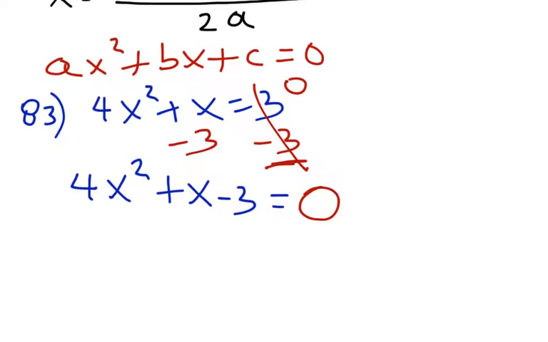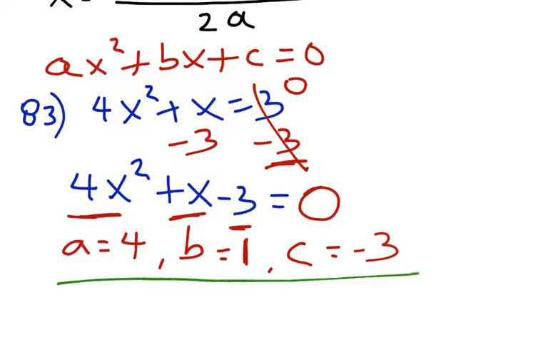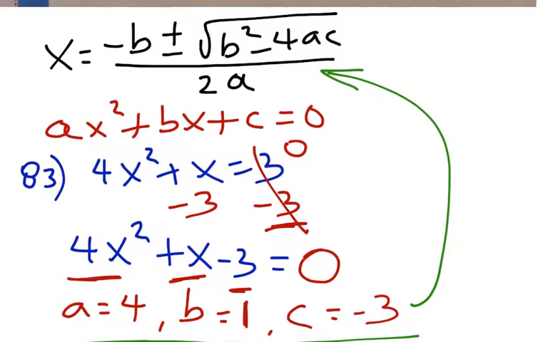So this is going to be ax squared plus bx plus c, meaning my a is the value that is next to the x squared, so it's a 4. B is the value that is next to the x; because there's no number there, you have a 1. This c is your constant, the number that doesn't have a variable next to it, which in my case is negative 3. So I have a, b, and c. Now it's time to plug those values into my quadratic formula.